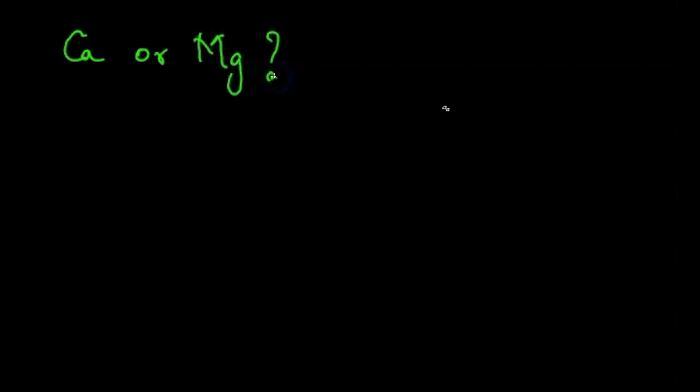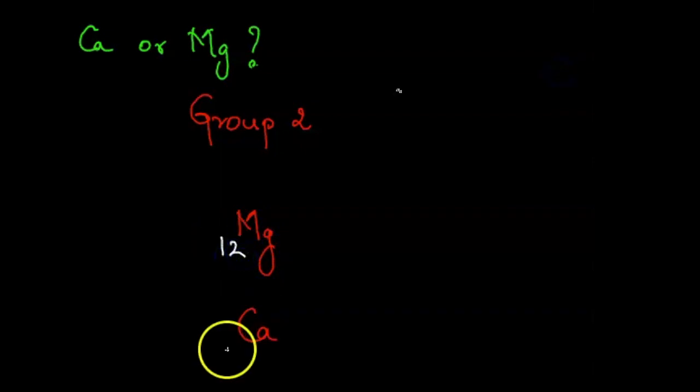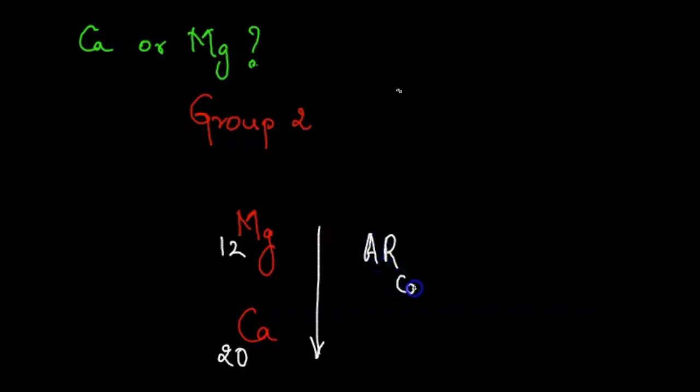Now we know that these two elements both belong in group 2 and magnesium lies above calcium. Now to confirm, magnesium has atomic number 12 while calcium has atomic number 20. So when we go down the group, the atomic radius increases. That is why we can surely say that the atomic radius of calcium is greater than that of magnesium.